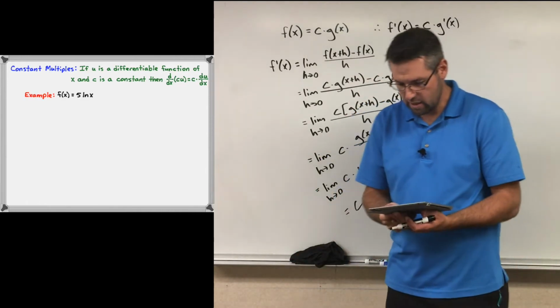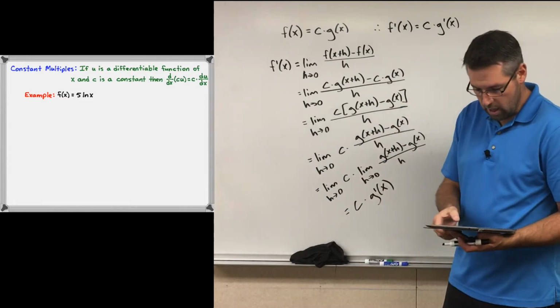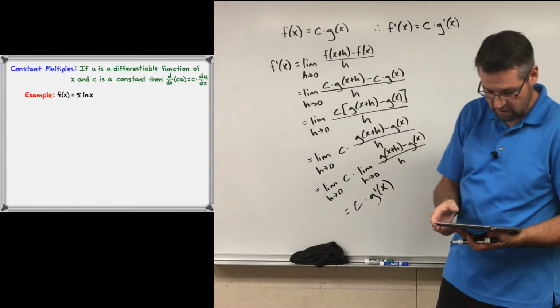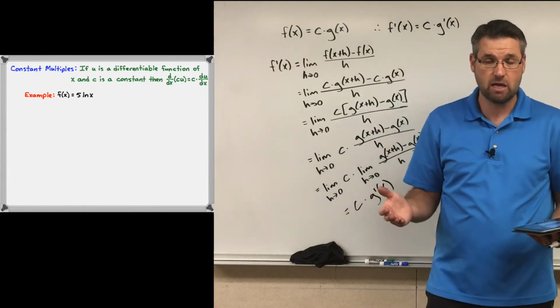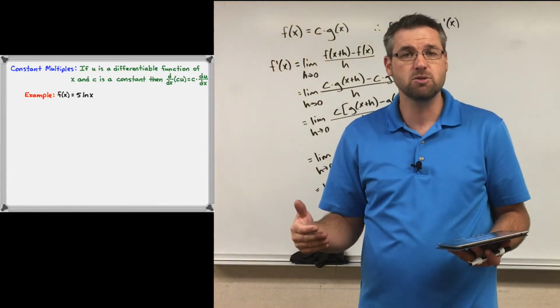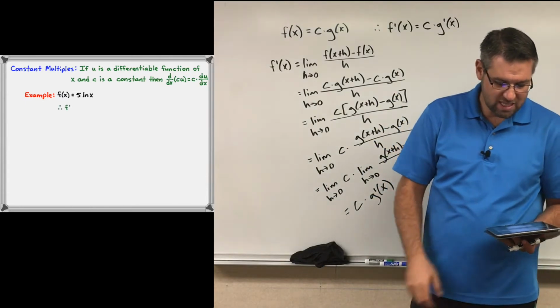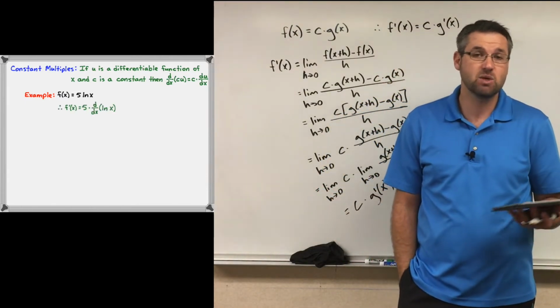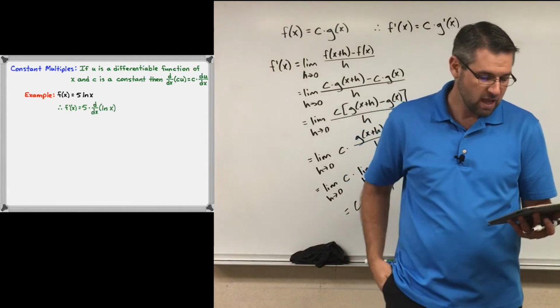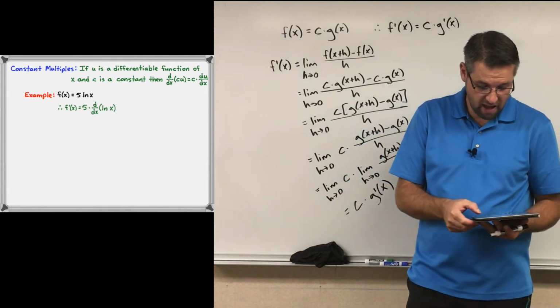Another way to look at that, you can see that I used u as the function. So instead of calling it g of x, I just called it u. An example of this would be f of x equals 5 natural log of x. Do we have a constant multiple? Yes, we do. So we can take that constant multiple out and find the derivative of what's left over, the natural log of x, and then whatever that is, multiply it by the 5.